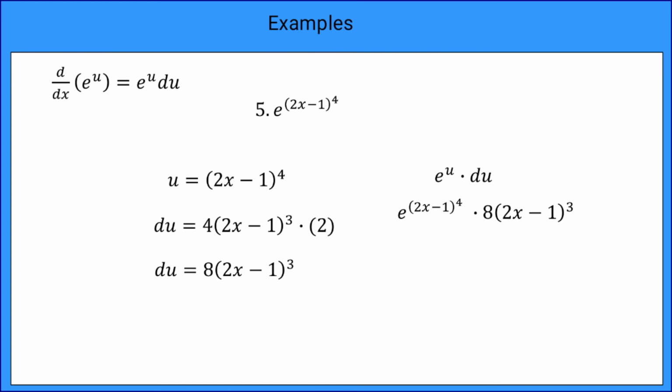You can just stay here on this part. This can be our final answer. But in order to organize this in a more specific way, putting the constant to the left side before our e, it will become 8 times the quantity 2x minus 1 cubed times e raised to quantity 2x minus 1 to the 4th power. This will be our final answer.